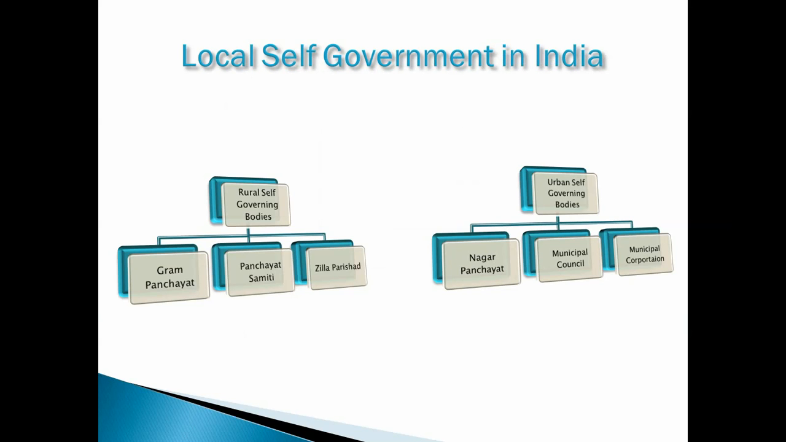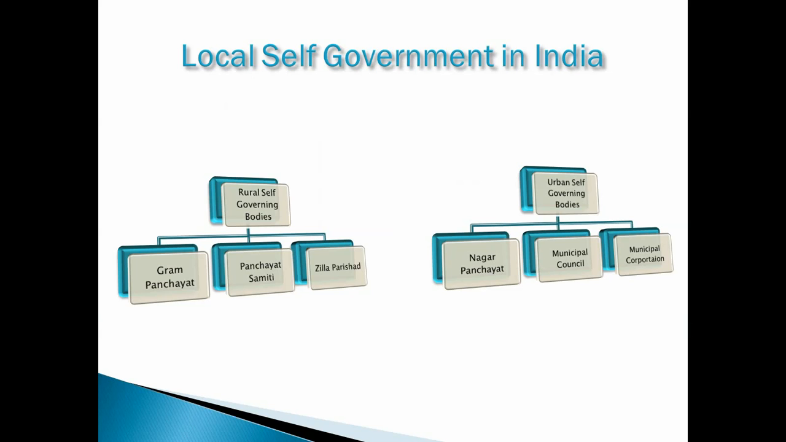Local bodies in India are at two levels, rural and urban, and follow a two-tier or three-tier system. As per the 73rd Constitutional Amendment, rural local self-governance follows a three-tier system, which includes Gram Panchayat at village level, Panchayat Samiti or Taluk Panchayat at block level, and Jila Parishad or Jila Panchayat at district level. Generally, these are referred to as Panchayati Raj institutions. Similarly, as per the 74th Constitutional Amendment, three tiers of urban local self-governance are Nagar Panchayat, Municipal Council, and Municipal Corporations.